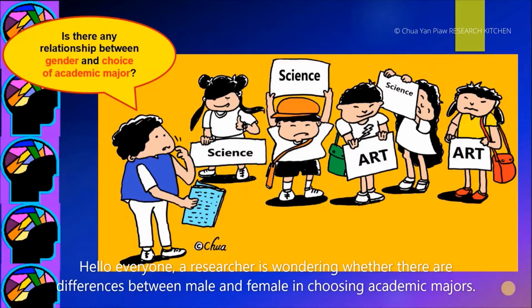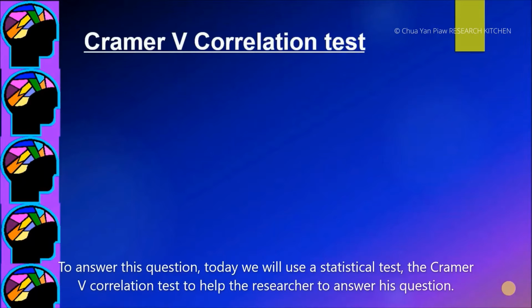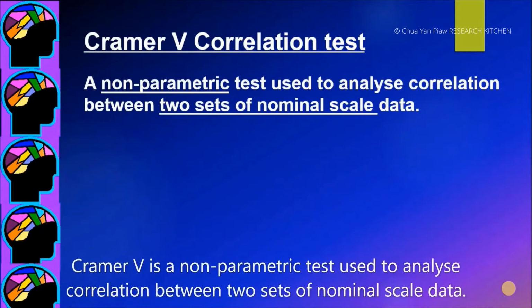A researcher is wondering whether there are differences between male and female in choosing academic majors. To answer this question, today we will use a statistical test, the Cramer V correlation test, to help the researcher answer his questions. Cramer V is a non-parametric test used to analyze correlation between two sets of nominal scale data.